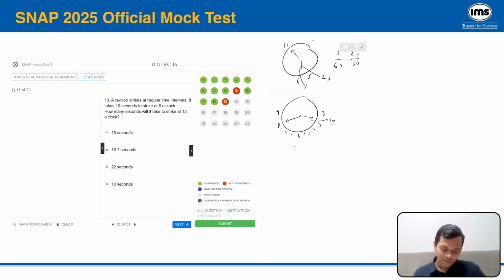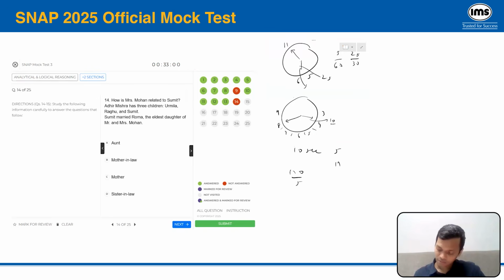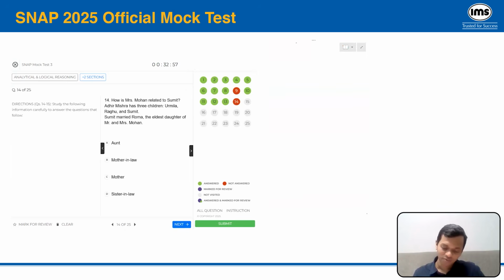Cuckoo strikes at regular interval. It takes 10 seconds to strike 6 o'clock. So 10 seconds for 5. If it is 12, then it is 11. So 110 upon 5, 22 seconds. A very straightforward one-line question.